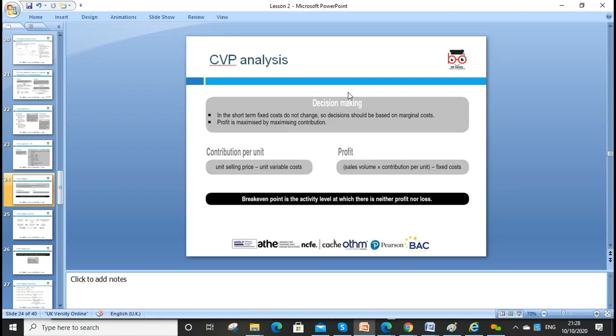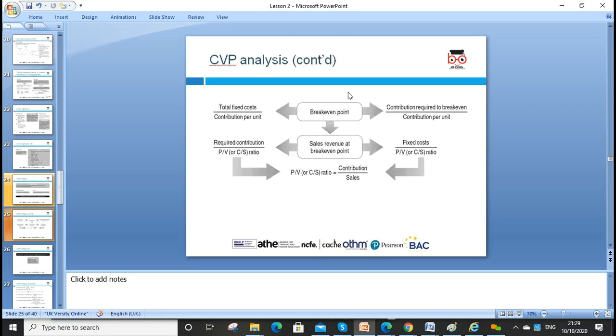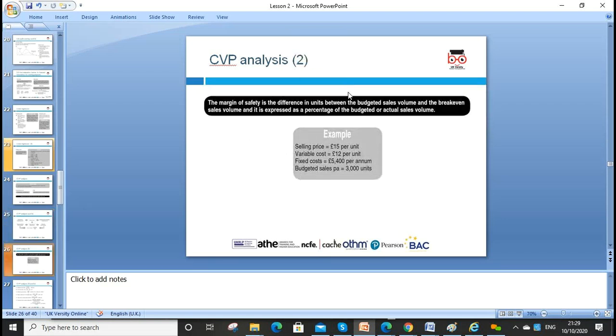which is used for decision making. In the short term, fixed cost doesn't change, but the variable cost carries on changing. The contribution per unit is the selling price minus variable cost. Profit is sales volume times the contribution per unit minus fixed cost, so you can find how much profit we have in a certain period. These are the formulas we can use if we want to find the break even: total fixed cost divided by contribution per unit. The required contribution we can find by using the PV ratio, or what we call the contribution to sales ratio, which we'll go through in the next slide. Fixed cost divided by contribution, so we can find the break even. And we'll go through a few questions here.